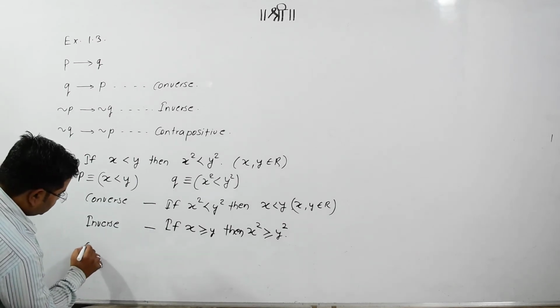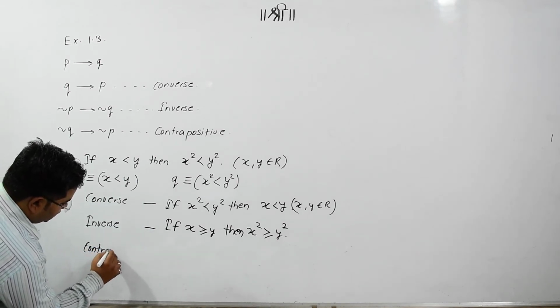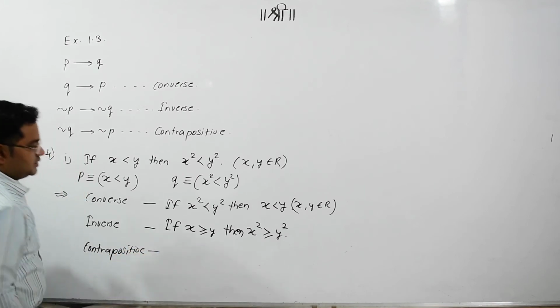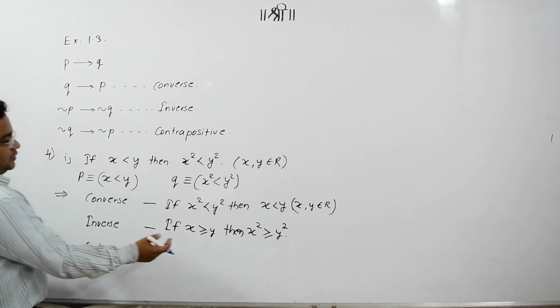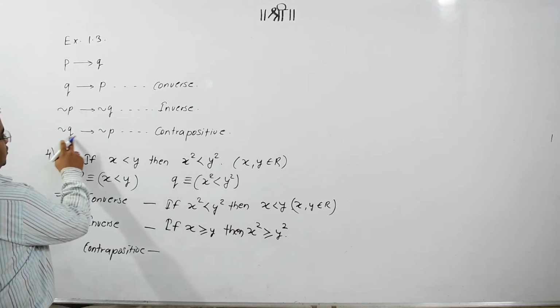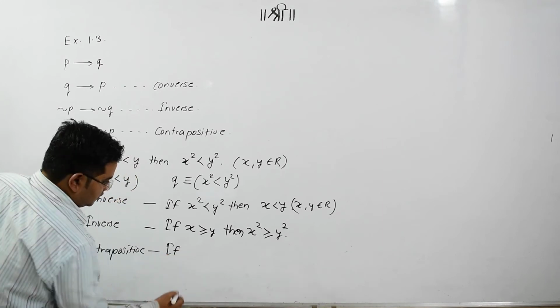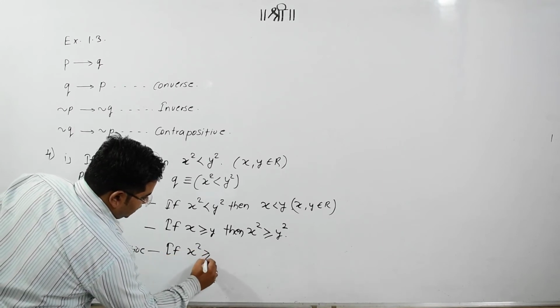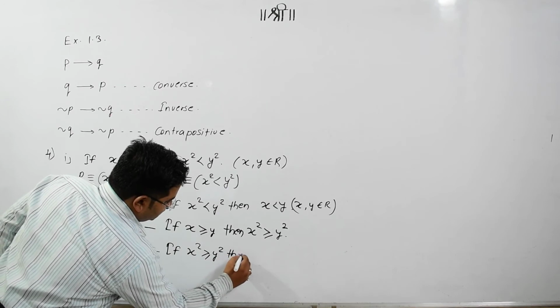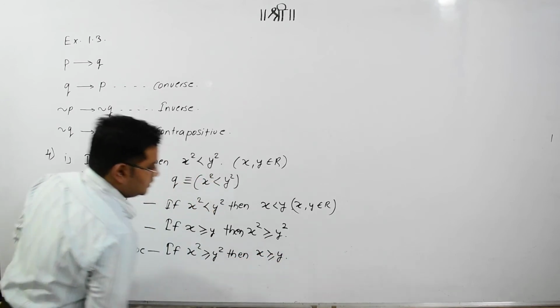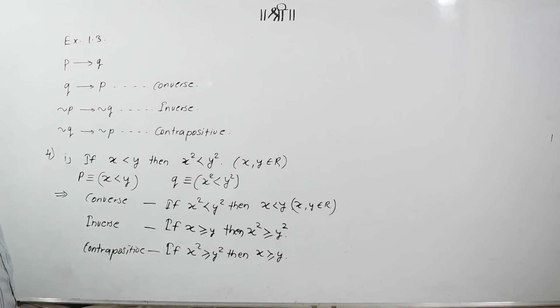Now what is contrapositive? Contrapositive, okay, it is again simple. What we need to do? We need to just shift this: Q implies P. So if x square is greater than or equal to y square, then x is greater than or equal to y. That's it. That's how we can complete this answer.